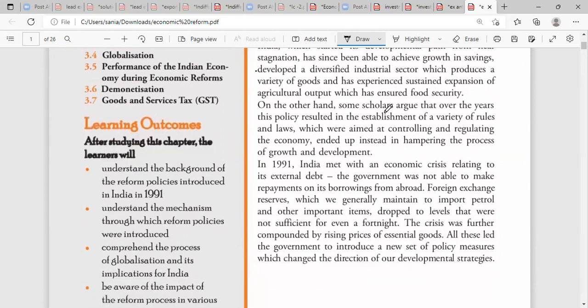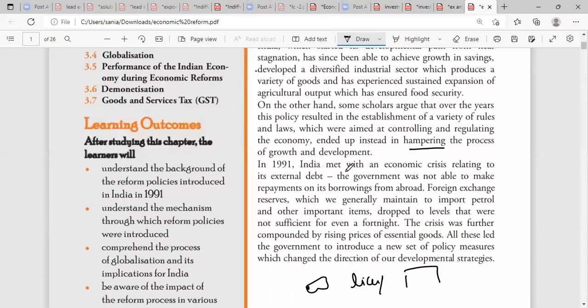But on the other hand, some scholars argue that over the years, this policy resulted in the establishment of a variety of rules and laws which were aimed at controlling and regulating the economy, but ended up instead hampering the process of growth and development. So you already know whether India was growing or not, but we made various laws like the licensing one, that if you want to expand this, you have to take a license. So the government made a lot of policies, right? Because of this, what happened? It hampered. Hampered means it stopped the progress, growth and development of the country.